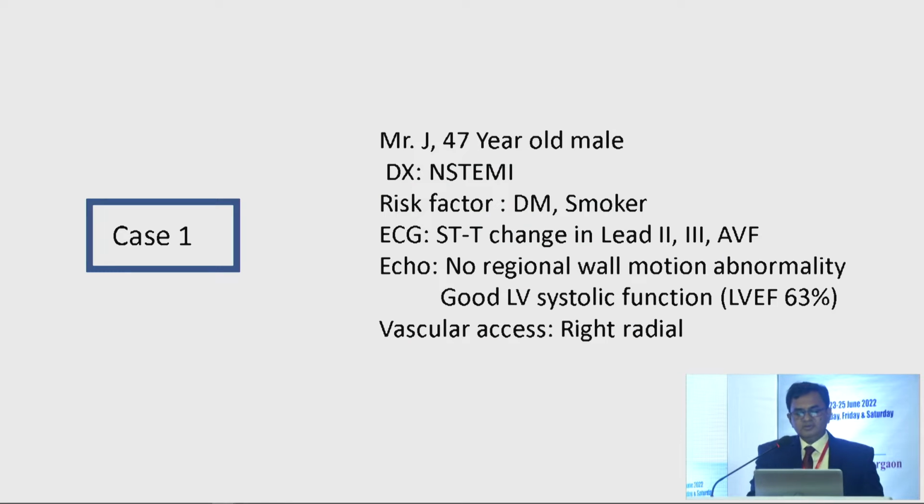My case is Mr. J, a 47-year-old male. He was diagnosed as non-STEMI. He had diabetes, he is a smoker, and his ECG shows ST-T changes in leads 2, 3, aVF. Echocardiography showed no regional wall motion abnormality, good LV systolic function, and we did the angiogram through the right radial route. Let us see the angio.